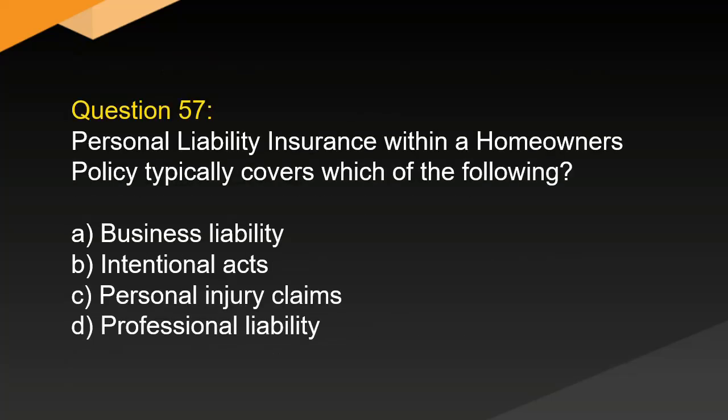Question 57. Personal liability insurance within a homeowner's policy typically covers which of the following? A. Business liability. B. Intentional accident. C. Personal injury claims. D. Professional liability.